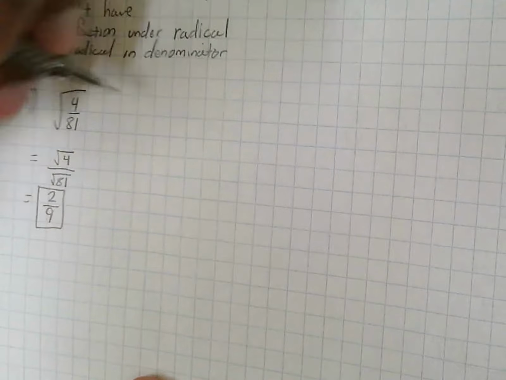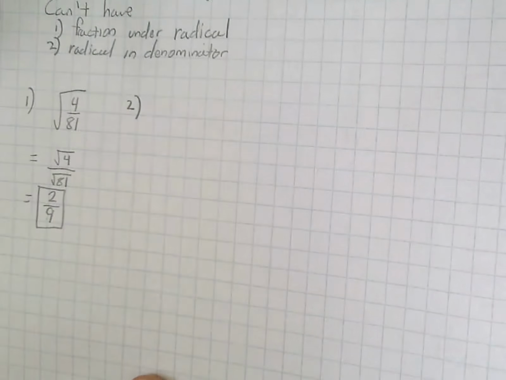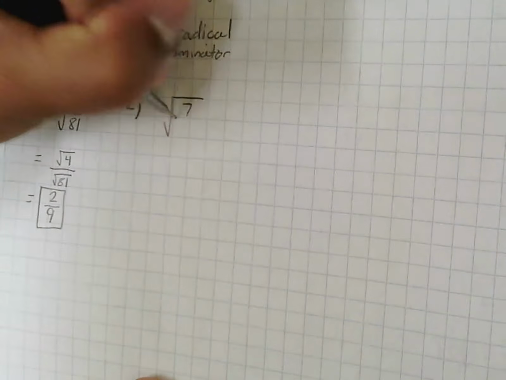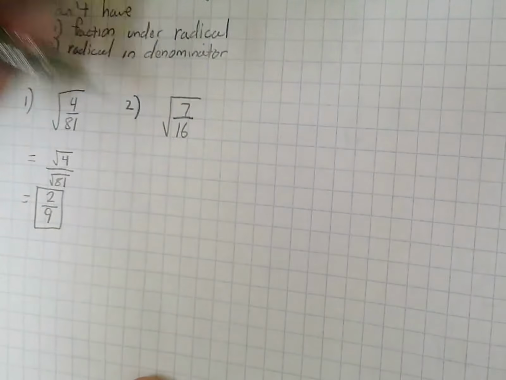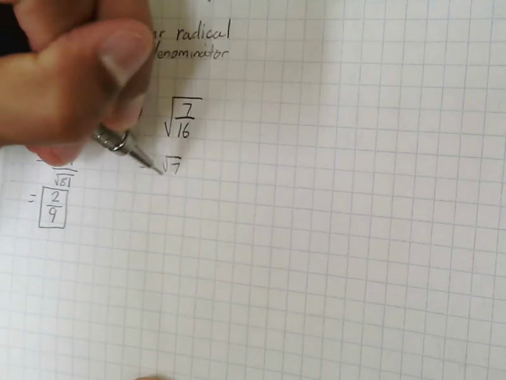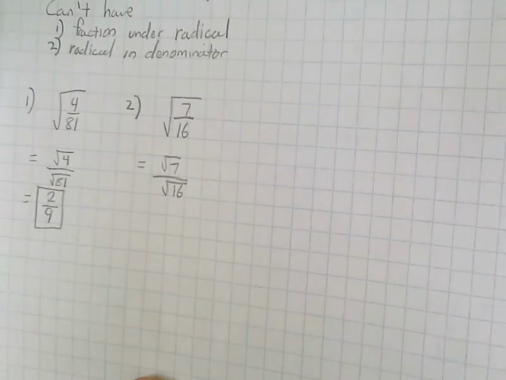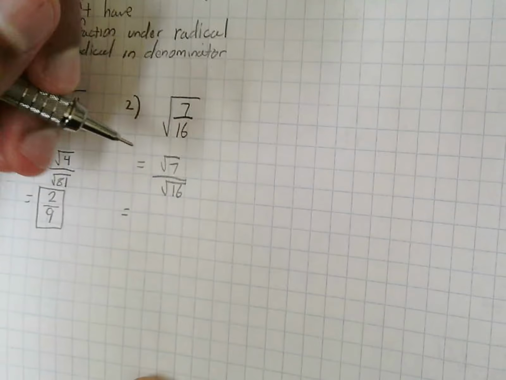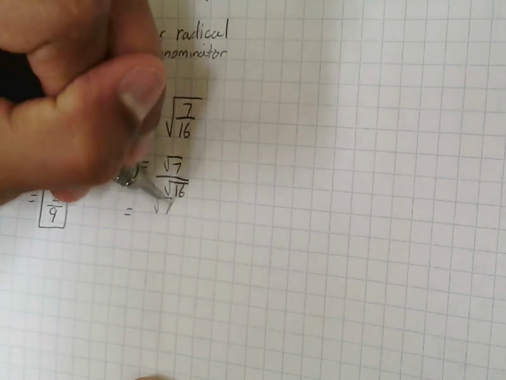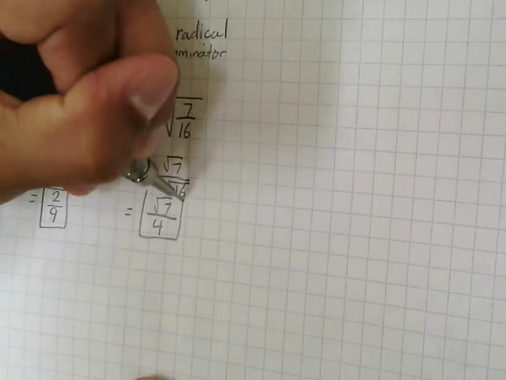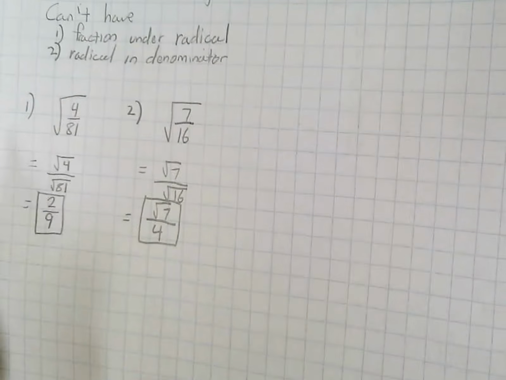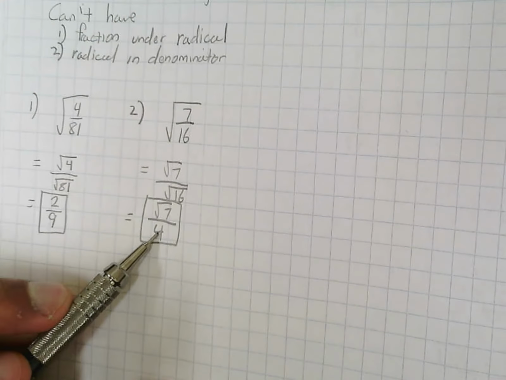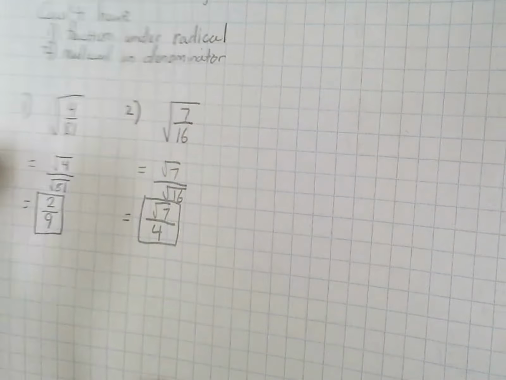Okay, number 2. Let's do the square root of 7/16. Same thing. We write this as the square root of 7 divided by the square root of 16. Well, the square root of 7 I cannot simplify. It doesn't have a perfect square factor, so I leave it as is, but the square root of 16 is 4. So I've rationalized this denominator. No longer do I have a fraction underneath the radical, nor do I have a radical in the denominator. So I'm good. This is the square root of 7 over 4.